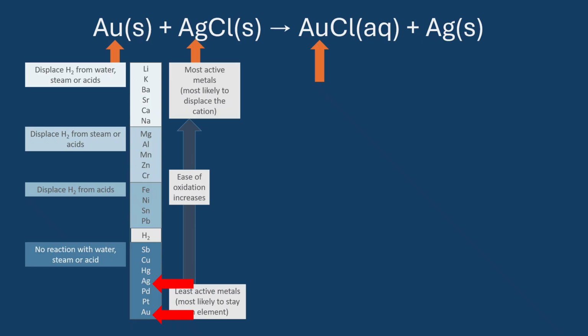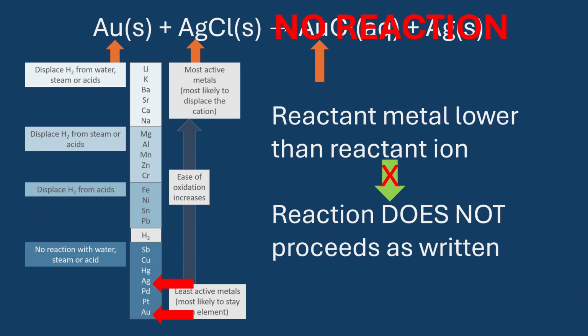More reactive means more likely to be an ion when compared with gold, which is the state that the silver is in on the reactant side of the reaction before anything happens. So there's no driving force for the reaction to occur in this case because everything's happy enough being what it is right now, relatively speaking. So this balanced equation is a false statement, and this reaction will not occur as written.